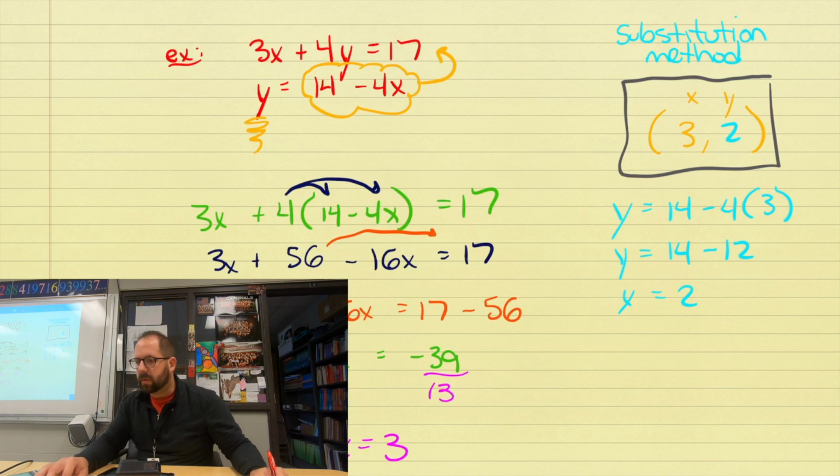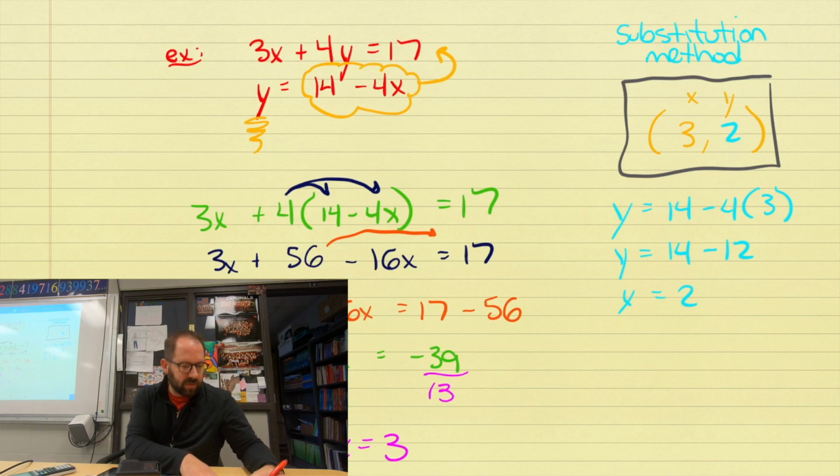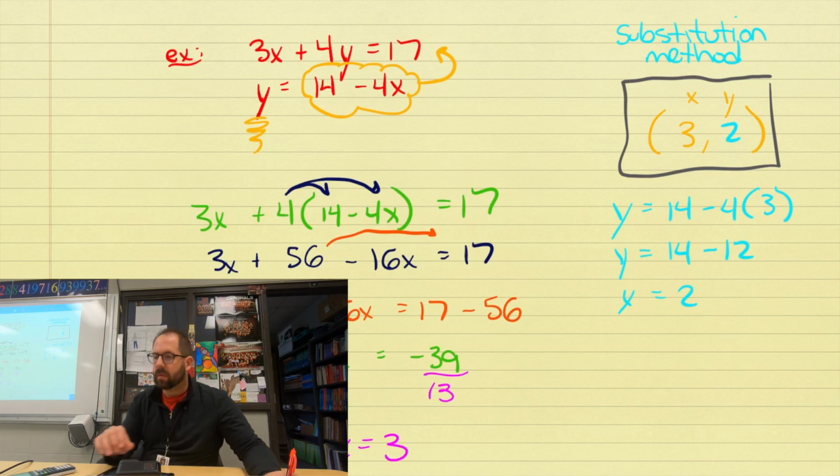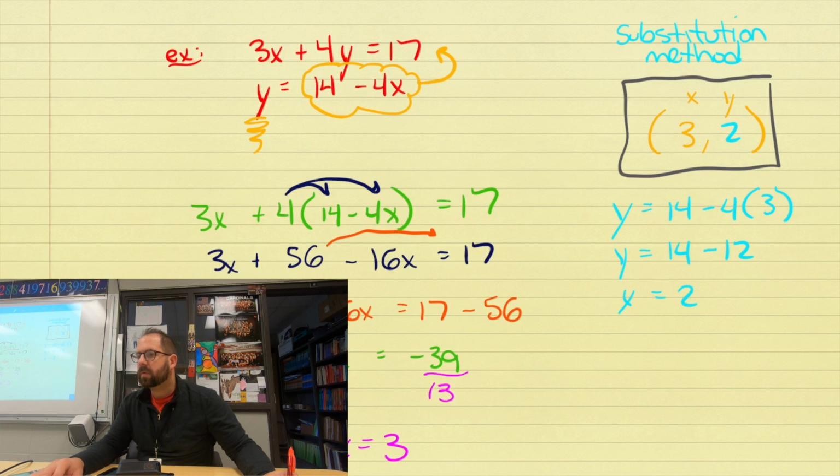Let's see, 1, 2, 3, 4, 5, 6, 7, 8. Got 8. 1, 2, 3, 4, 5, 6, 7, 8. Okay, I better submit attendance before the office yells at me. Okay, there we go. Submitted.